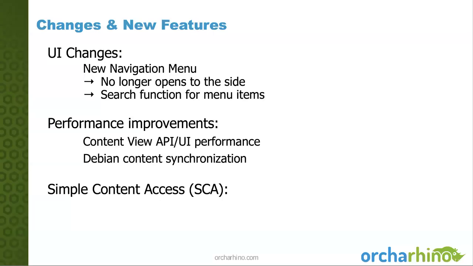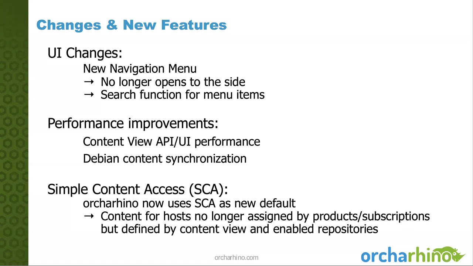Let's now get to the most important new feature of orcharhino 6.8, Simple Content Access. But what does that mean? Orcharhino, as said, now uses SCA as the new default. Before, when assigning content to your clients, you had an activation key where you set your lifecycle environment, your content view, and in there you assigned subscriptions to your clients. So subscriptions basically are products, and by assigning them, you enabled all the repositories which were inside the product. This now got much easier.